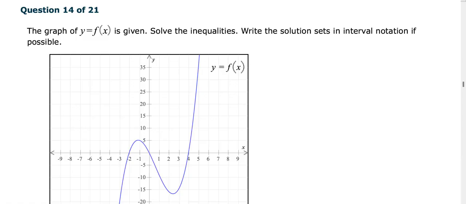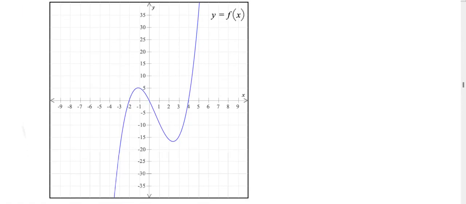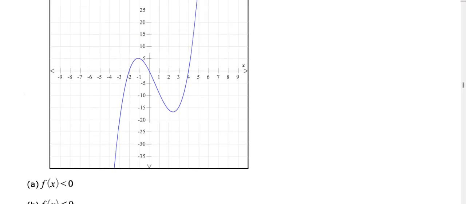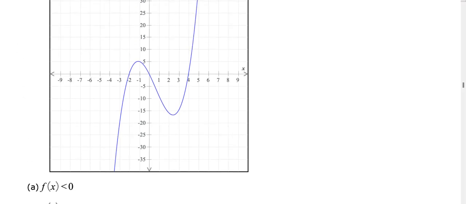Number 14. The graph of y equals f of x is given. Solve the inequalities. Write the solution sets in interval notation. So for the first one, it wants to know, when is that function less than 0? When it touches the x-axis, that's where it equals 0. Anytime it's above, this is where it's greater than 0. Down here is when it's less than 0. So it's asking, where is it less than 0?